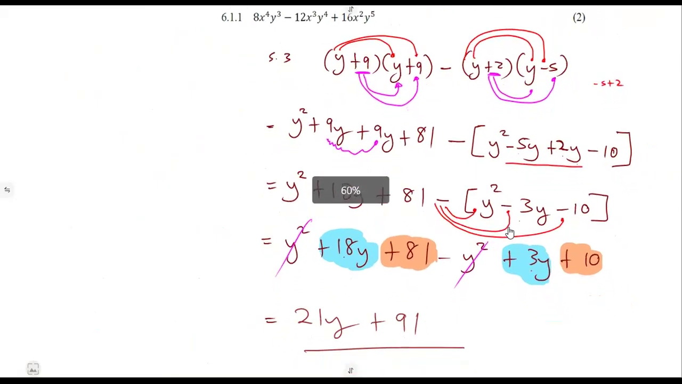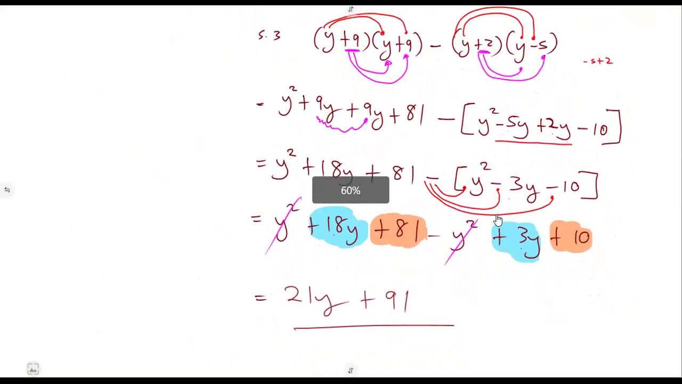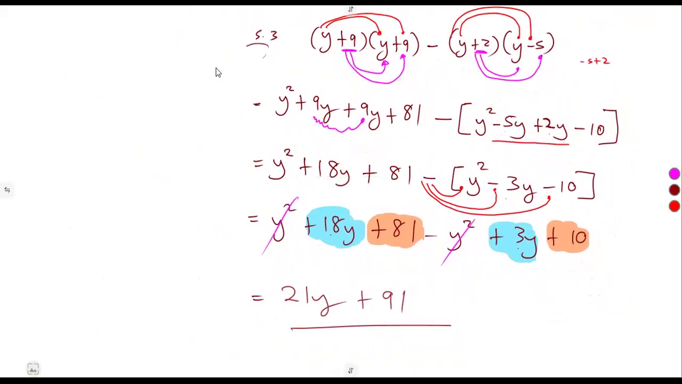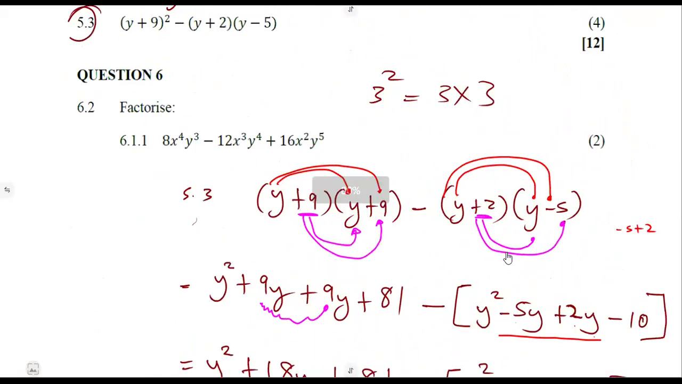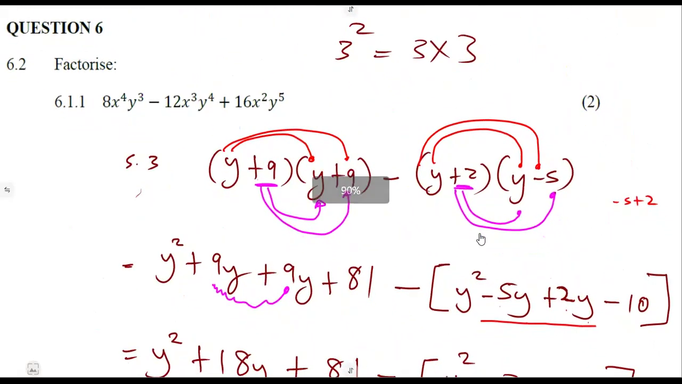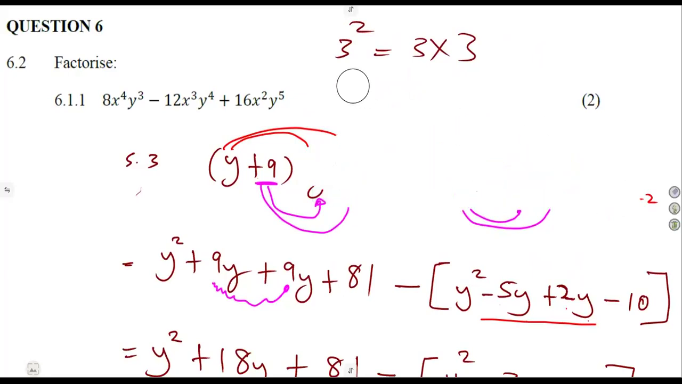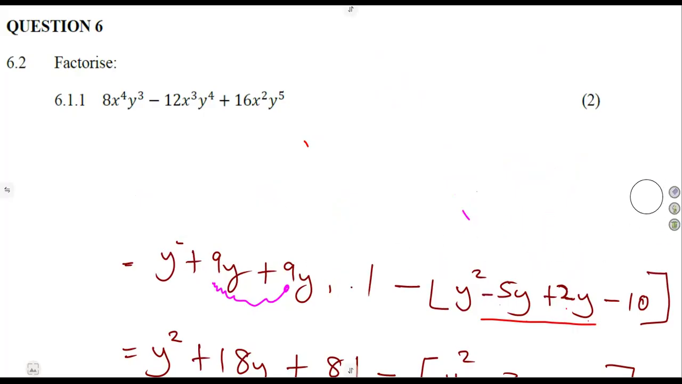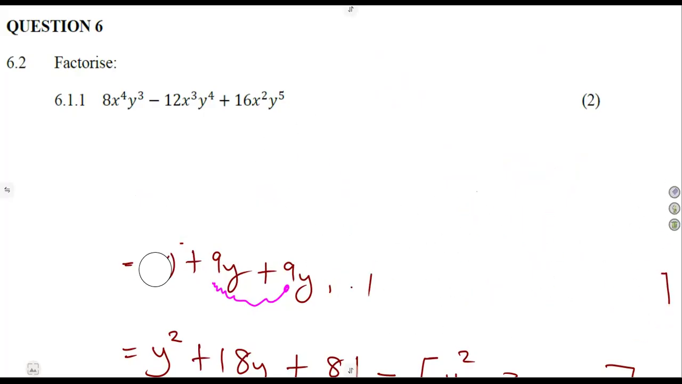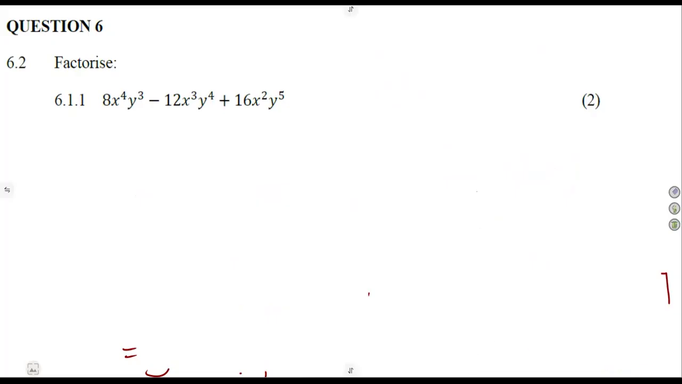So that was the simplification, guys, of question 5.3. We had to expand the brackets and collect the like terms. All right, that was it. Then moving on to question 6, factorization. Factorize this part that we are given. Let's see what we are given here that we need to factorize.